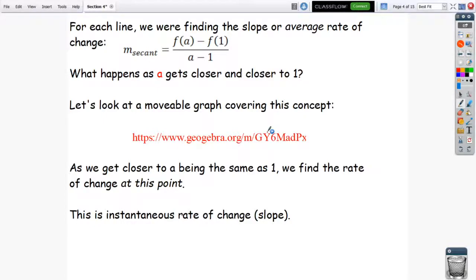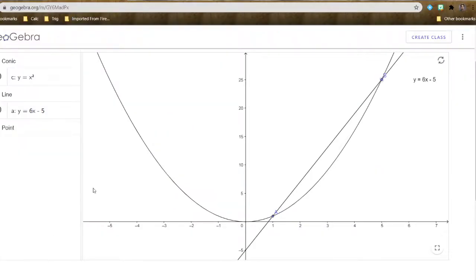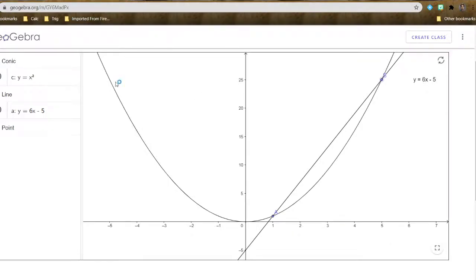Down here, I have a link to something called GeoGebra to play around with this. I will tell you right now that I am posting this GeoGebra link in Schoology, so you'll be able to see it. What it looks like is this. Hopefully you can see we've got the graph of y equals x squared, and we've also got the graph of the secant line between A and B.